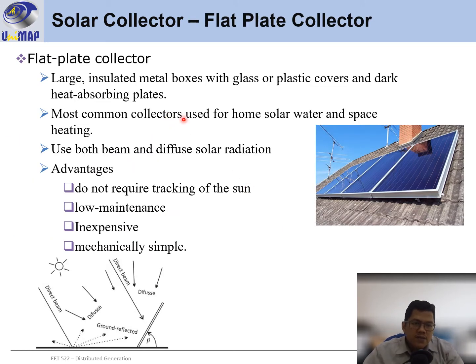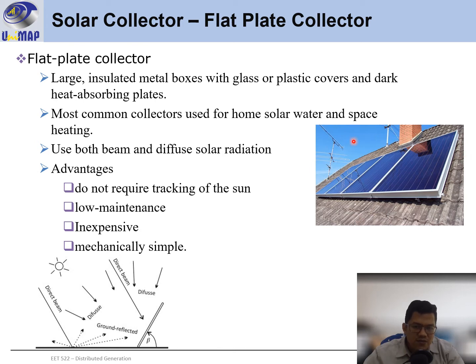This is the first type of solar collector, the flat plate collector. Usually you can see a large insulated metal box on top of the roof. Okay, so when you see something like this on top of the roof, usually there will be two types. It can be solar photovoltaic, or it can be the flat plate collector.